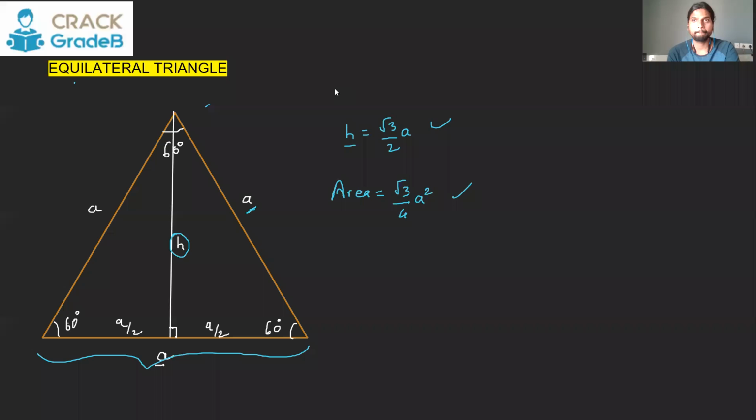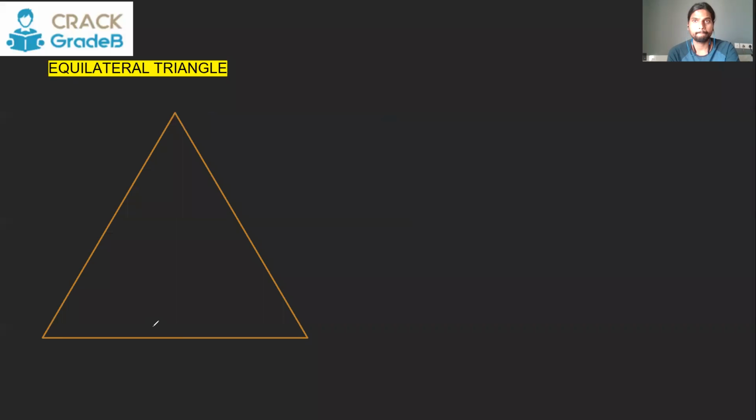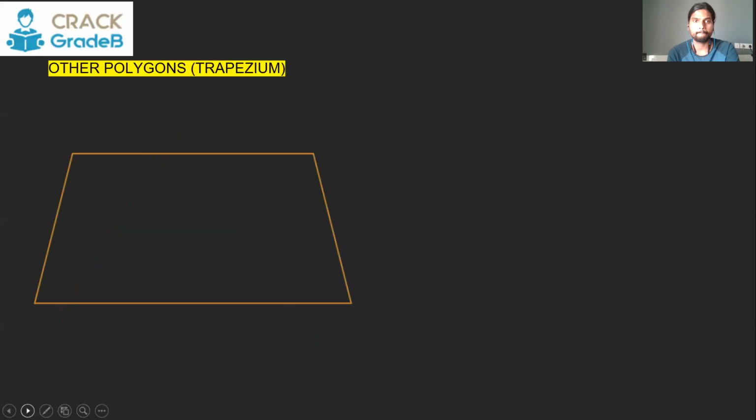Let's see what else we got. Now, as I was telling you, they don't ask questions from the other polygons like trapezium and hexagon. But even if they ask, and you have already learned the triangles topic, you can derive the area using triangles. Now, what is a trapezium?